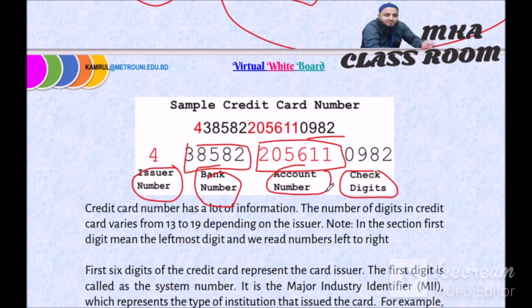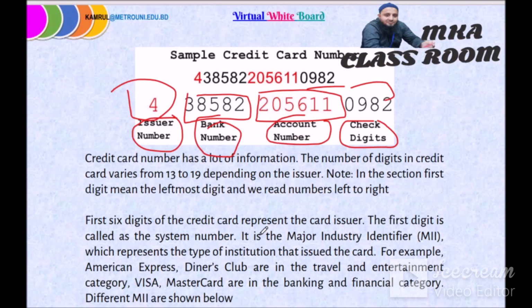So a credit card number has a lot of information. The number of digits in a credit card varies from 13 to 19 depending on the issuer. Note that in this section, first digit means the leftmost digit. We read numbers left to right. The first 6 digits of the credit card represent the card issuer. The first digit is called the system number.